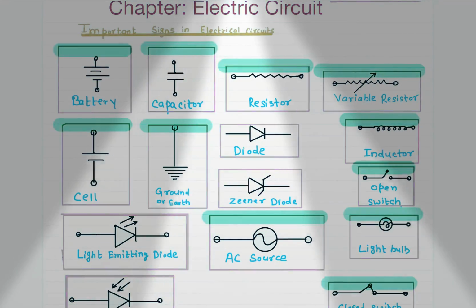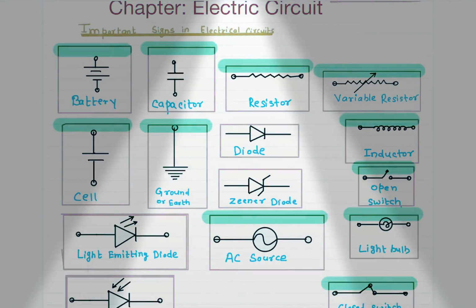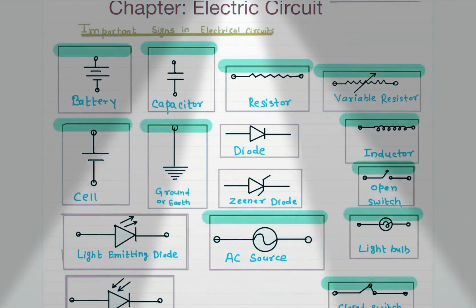In this video, I'll talk about some of the important signs, the symbols you will be seeing in electrical circuits. So here is the battery symbol.